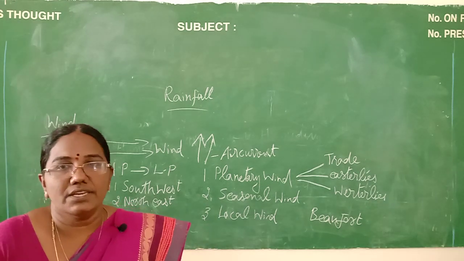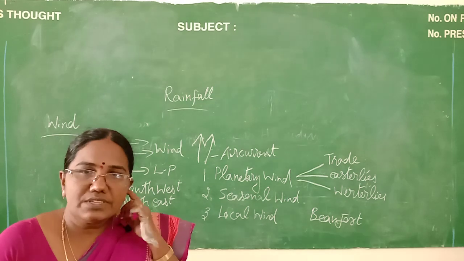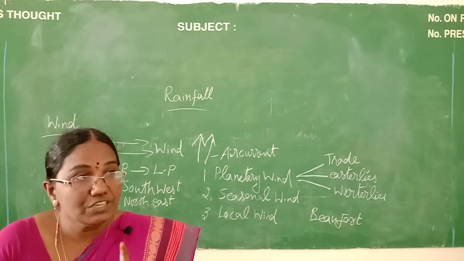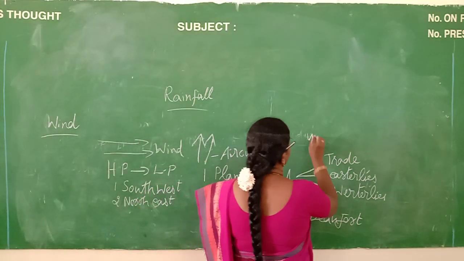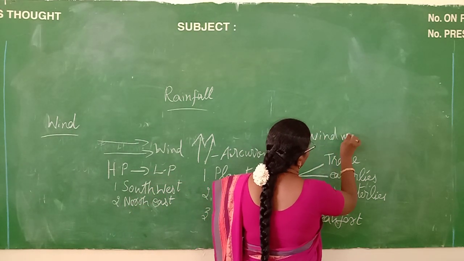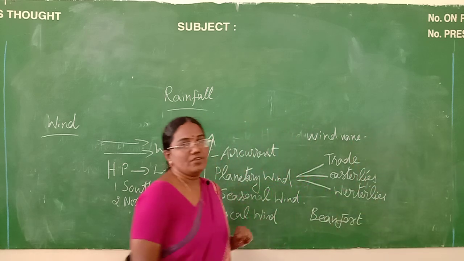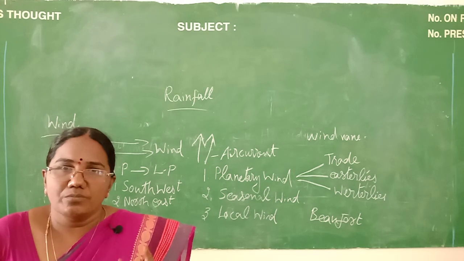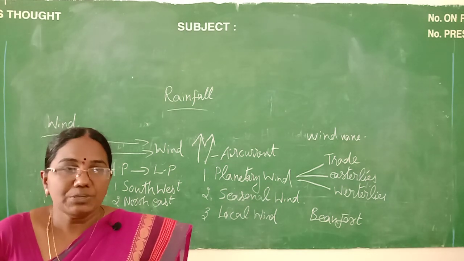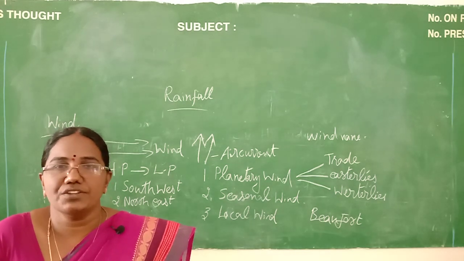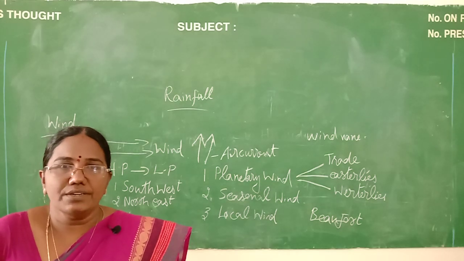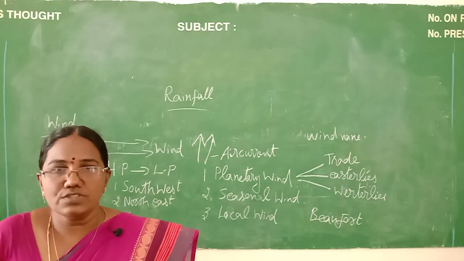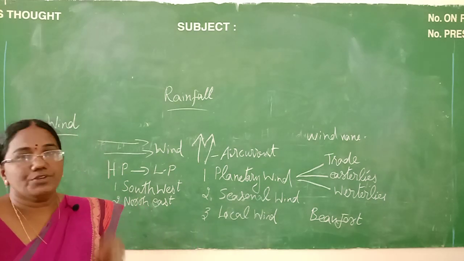Next, measuring wind direction and speed. Meteorologists measure the wind direction using the wind vane and weathercock. A meteorological register is an instrument which records the speed, direction, sunshine and precipitation. These are measured by the meteorologist.